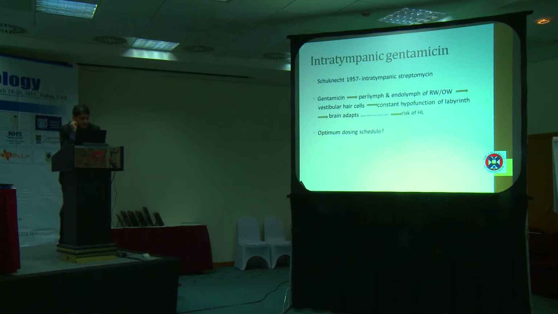However, streptomycin was then replaced by gentamicin because it is more vestibulotoxic and less cochleotoxic. It is postulated that gentamicin goes through the perilymph and the endolymph of the round and oval windows to the hair cells and then causes a state of constant hypofunction of the labyrinth, and the brain adapts to this state, and patients' symptoms of vertigo are improved. However, there is a risk of hearing loss, and we don't know what the optimum dose should be.